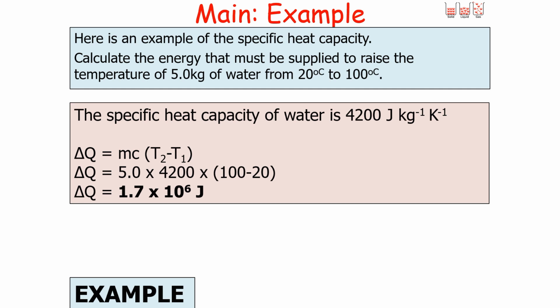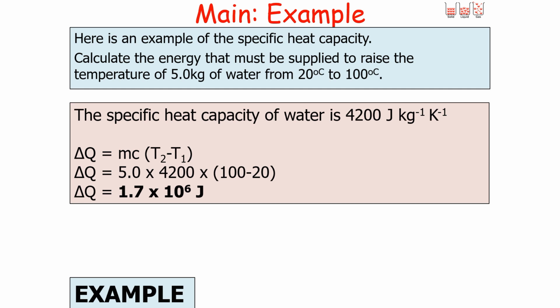Now you'll have noticed in this example I wrote delta T, the change in temperature, as T2 minus T1, the final temperature minus the starting temperature. We then put our values in. So 5.0 times 4,200 times 100 minus 20, which is 80. So we get our answer: delta Q, the work done into the system, is 1.7 times 10 to the 6 joules.